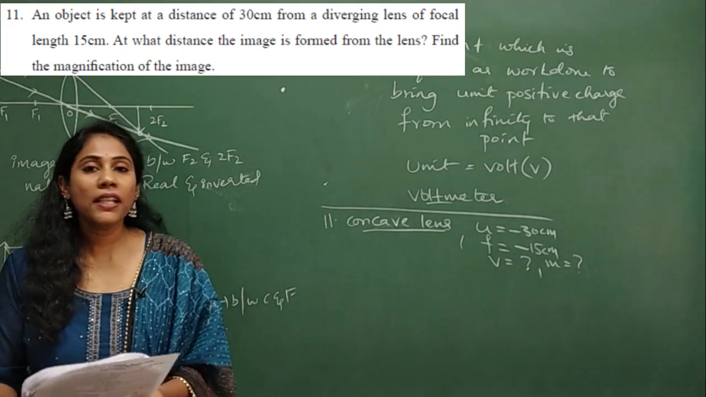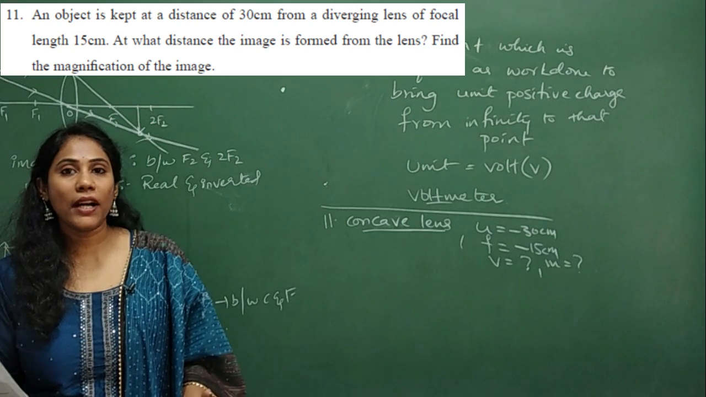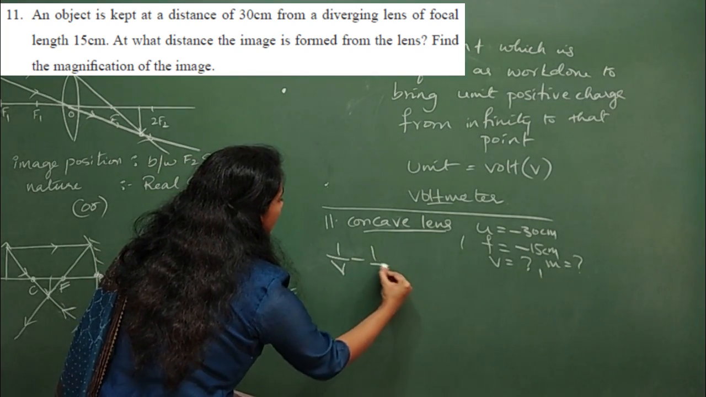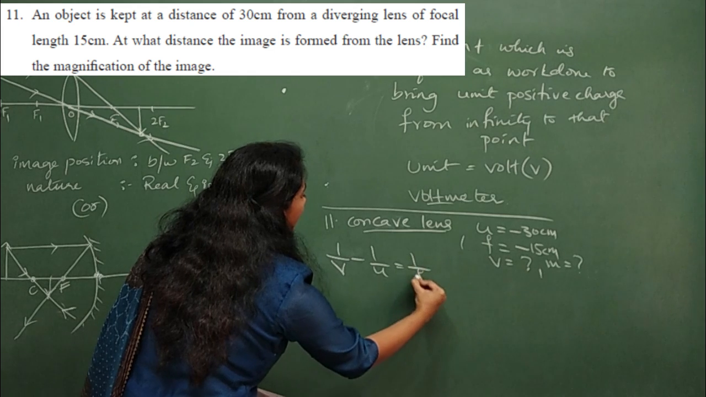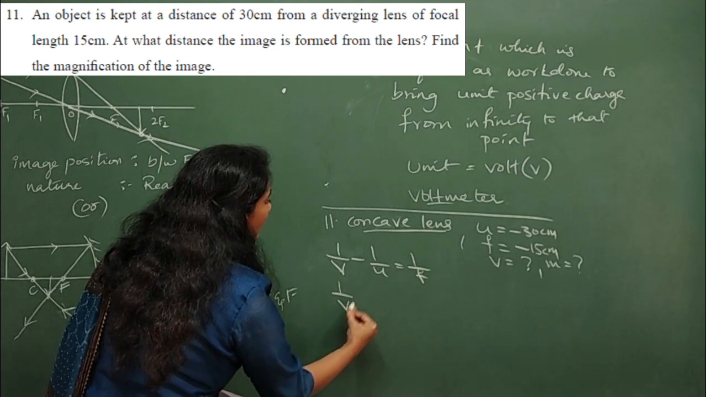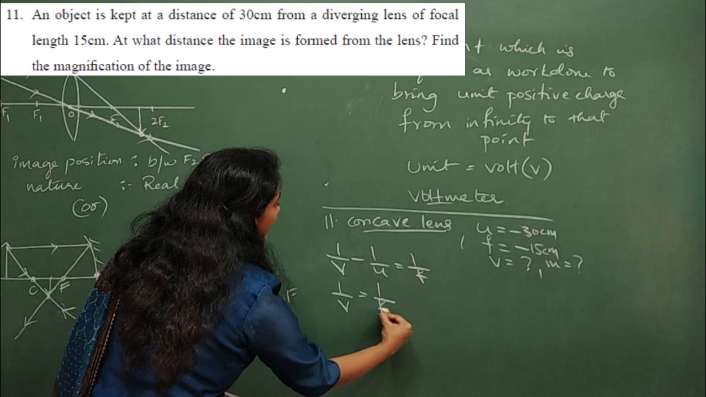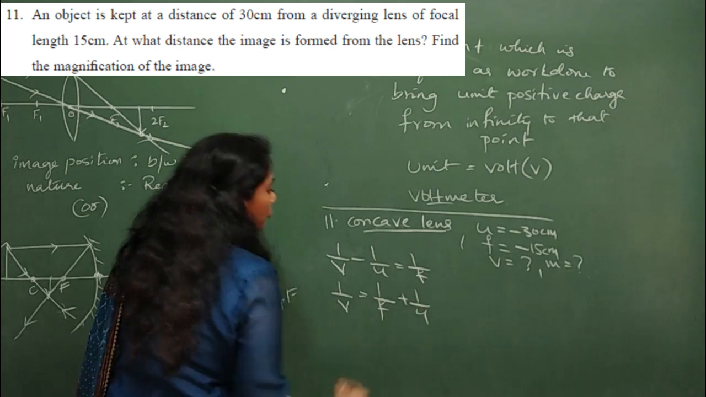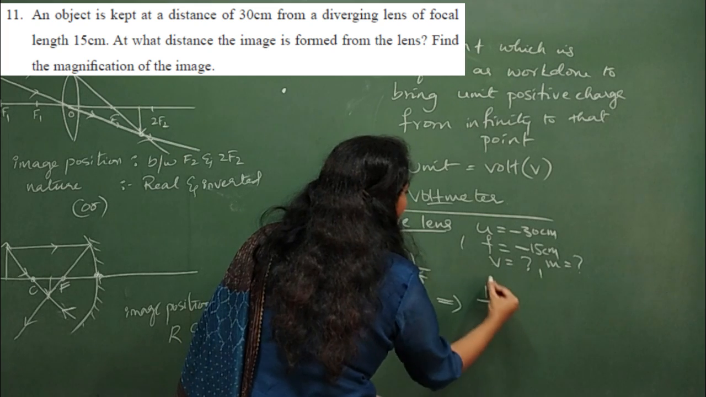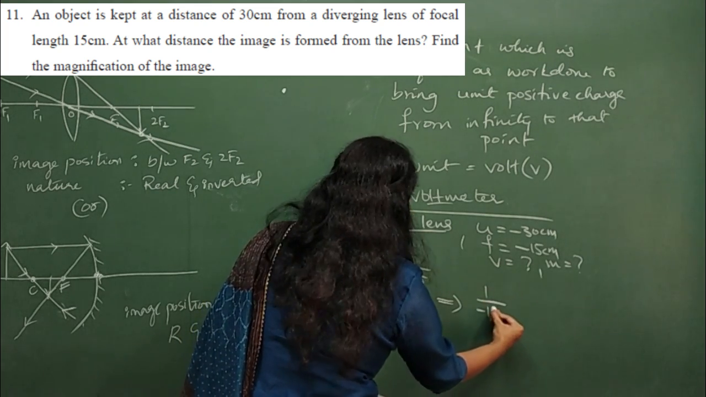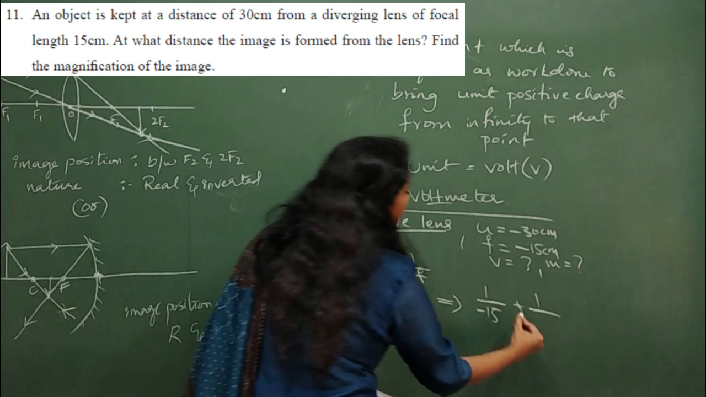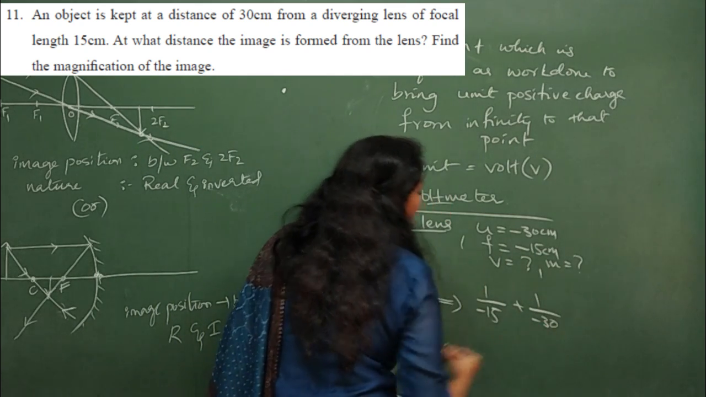So what is the formula that you will use? Lens formula you have to use here. That is 1 by V minus 1 by U is equal to 1 by F. So you have to find out V, right? So 1 by V is equal to 1 by F plus 1 by U. So you have to substitute: what is 1 by F? 1 by F is minus 1 by 15. Plus 1 by U, how much? U is equal to minus 30, right?